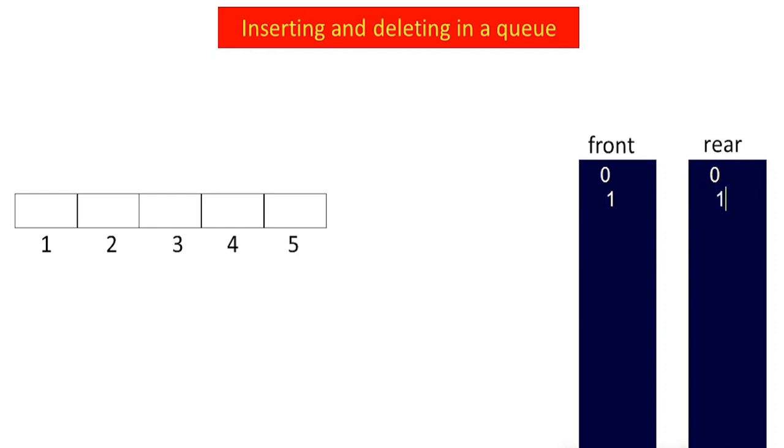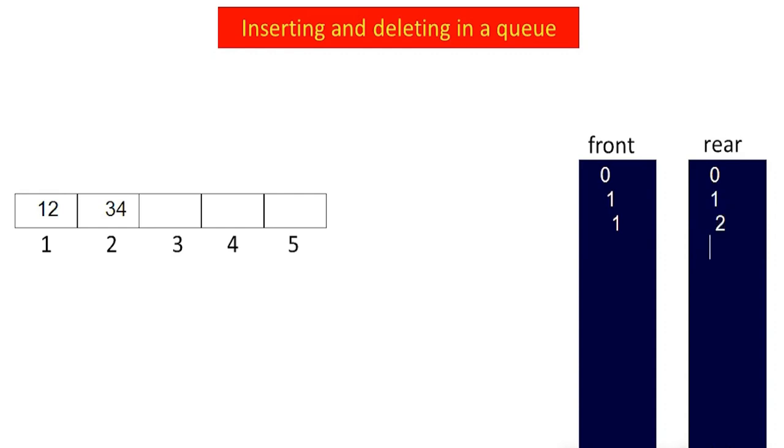Now Q is not empty. There is one element and this is it, which could be anything. Now again, I want to insert a new element. So of course I will increment the value of rear by 1. Whatever value I insert, suppose 34 again. But as far as the value of front is concerned, that will remain intact.